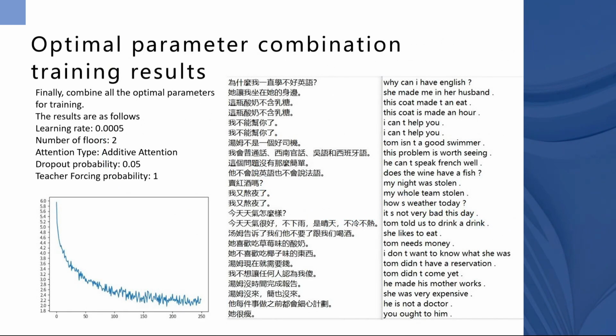Finally, I integrated all the optimal hyperparameters from the previous steps to train the model. Both the loss and the translation results were significantly better than before, representing the best translation quality I could achieve. For example, the sentence "Tom isn't a good driver" was translated as "Tom isn't a good swimmer," meaning Tom is not a good swimmer, which is very close to the correct answer. In previous iterations, this translation was largely incorrect, and similar improvements were observed in other sentences. Overall, the hyperparameter tuning was relatively successful, enhancing the translation quality.